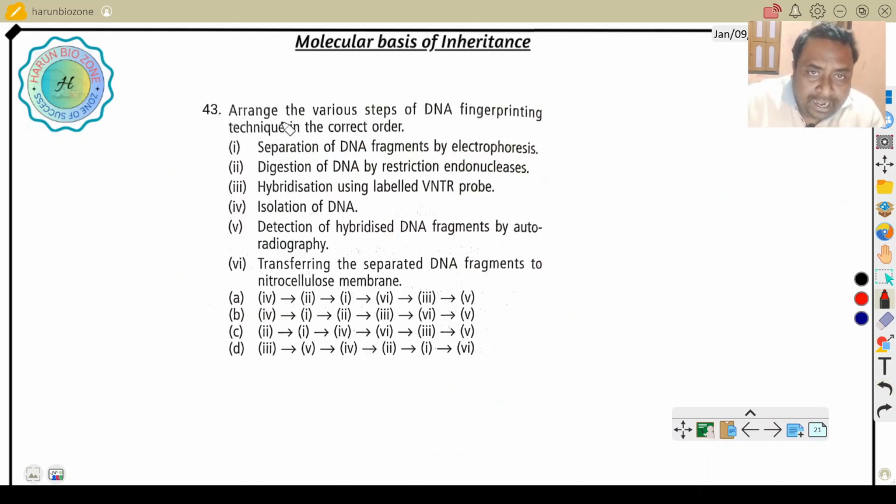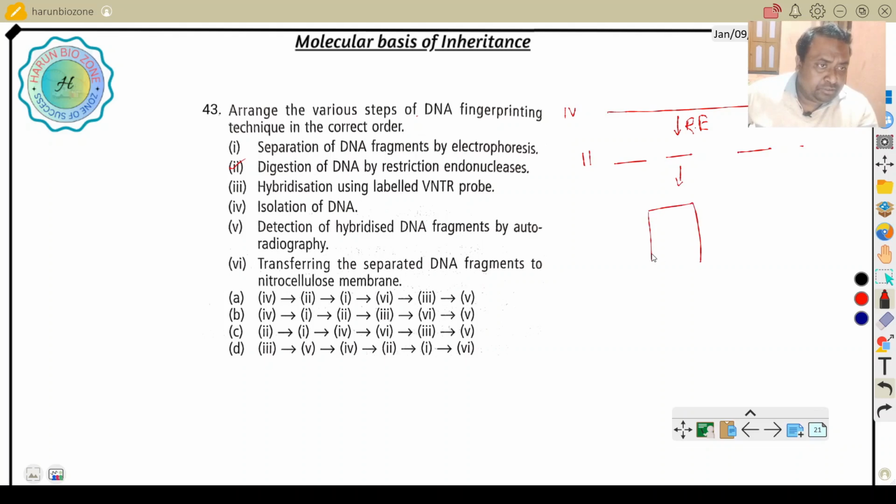Next question, arrange the various steps of the DNA fingerprinting technique. First, isolate the DNA. Okay, first isolation of DNA, that is 4. Then the DNA is fragmented by restriction endonuclease, digestion of DNA by restriction endonuclease, into small fragments. Then separation of DNA fragments by gel electrophoresis. Through gel electrophoresis, the DNA is separated on the basis of size. Clear?